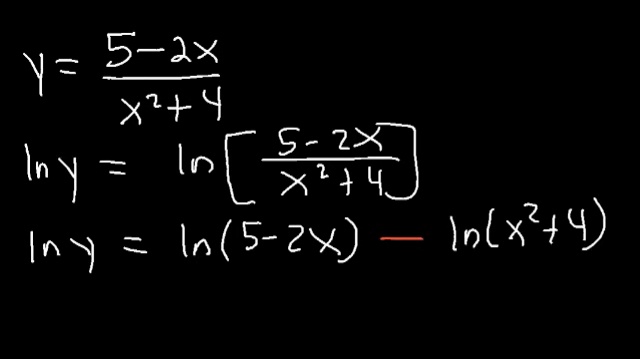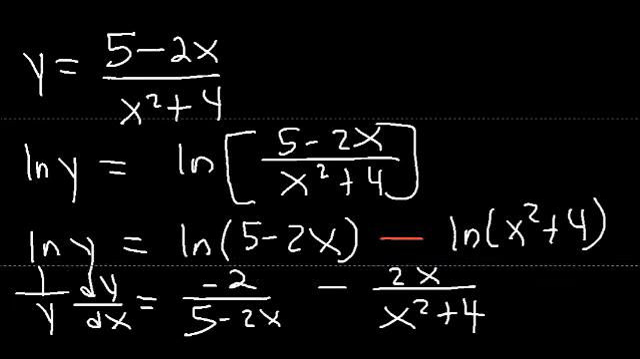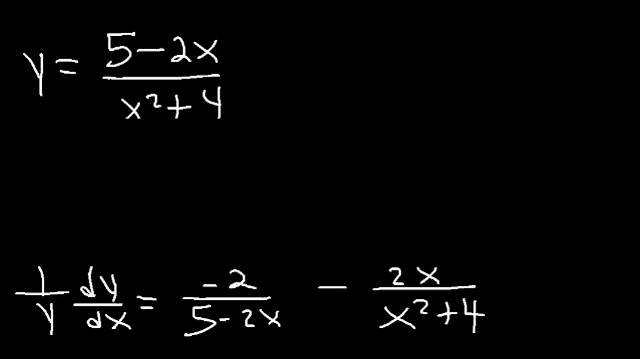So now let's find the first derivative. So it's 1 over y times dy/dx. And the derivative of ln(5 minus 2x) is going to be the derivative of the inside, which is negative 2, divided by 5 minus 2x, minus the derivative of x squared plus 4, which is 2x, divided by x squared plus 4. So now the last thing to do is multiply both sides by y, and then replace it with what we see here.